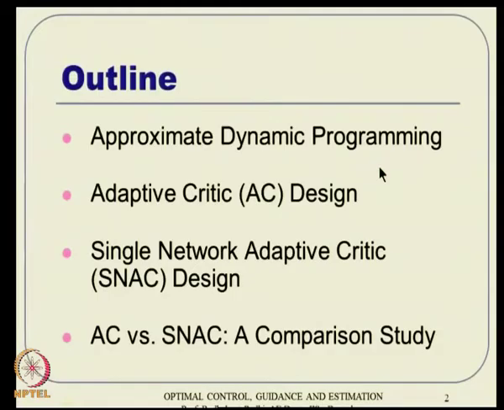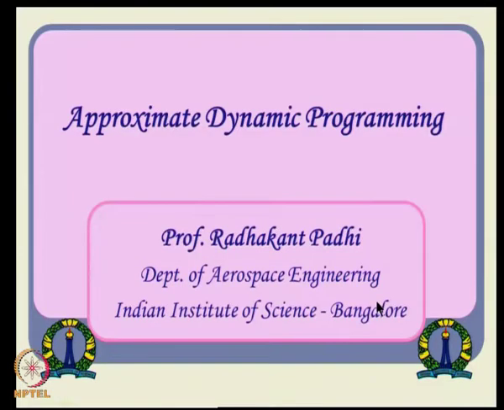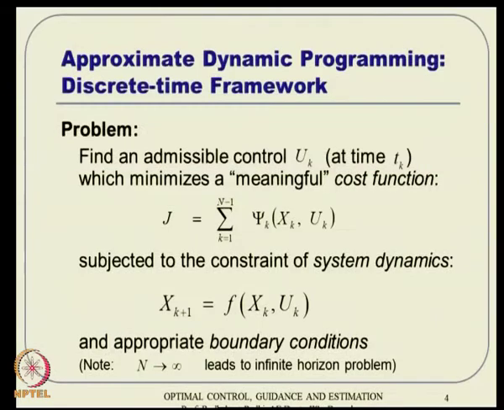So, this is the outline of this lecture. First, we will study what approximate dynamic programming is, and then we will see what adaptive critique design is, followed by the single network adaptive critique. We will see 2-3 example problems where we give a performance comparison between AC and SNAC. So, let us see the first thing first, which is approximate dynamic programming.